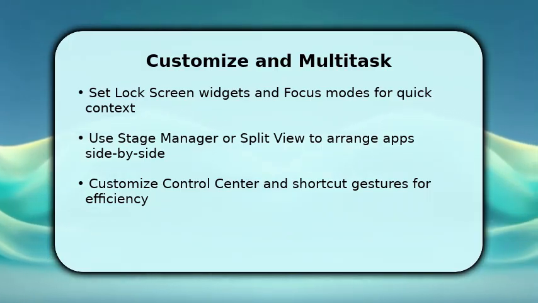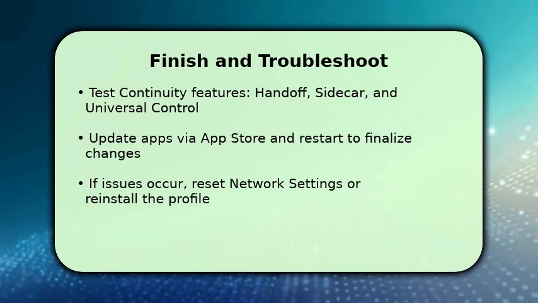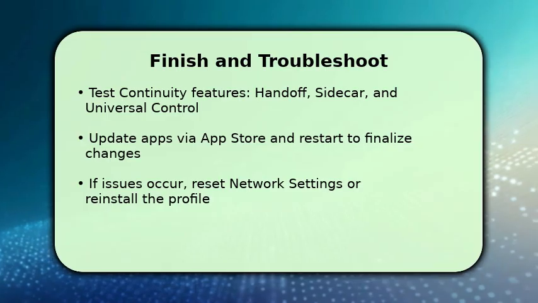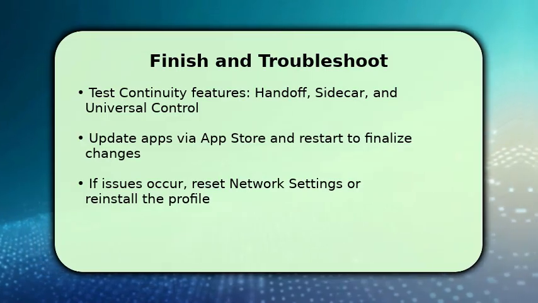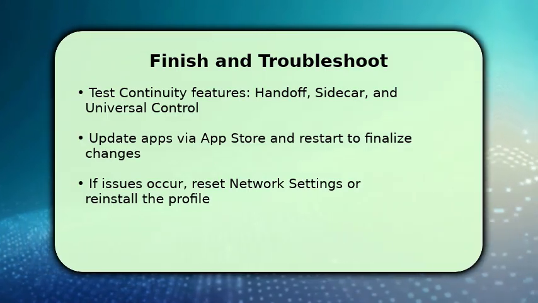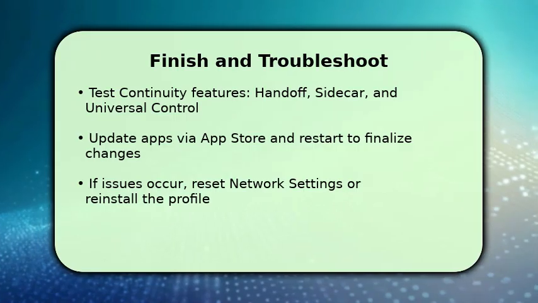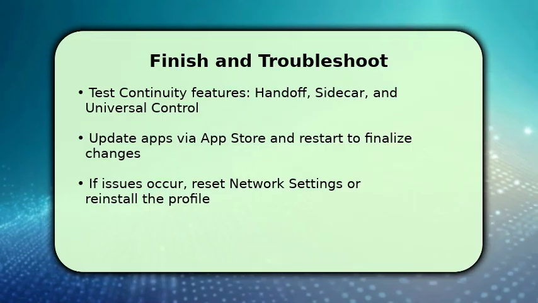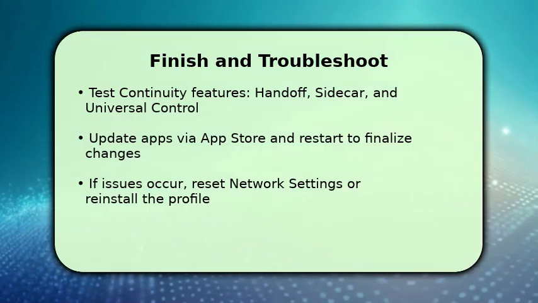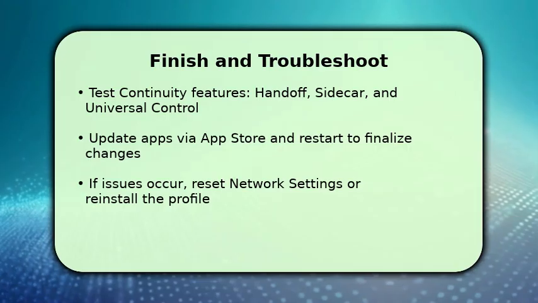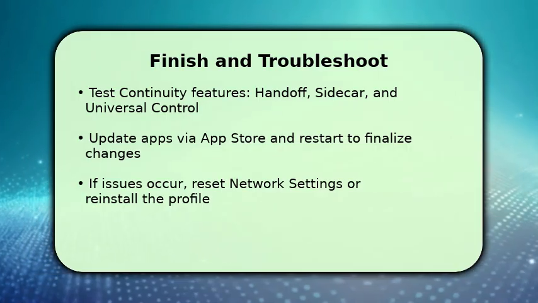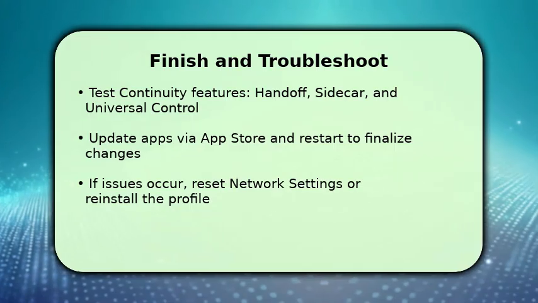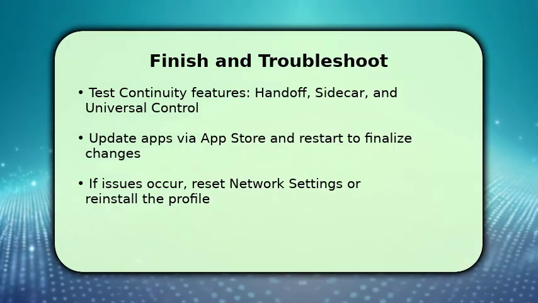You finish by validating continuity. Test Handoff, Sidecar, and Universal Control so your iPad integrates with other Apple devices. This confirms the ecosystem benefits. Next, update apps in the App Store and do a restart to commit system optimizations and clear caches. If something goes wrong, like slow Wi-Fi or missing widgets, reset network settings first, and if needed, reinstall the update profile. This typically rectifies permission or connectivity glitches without erasing user data.